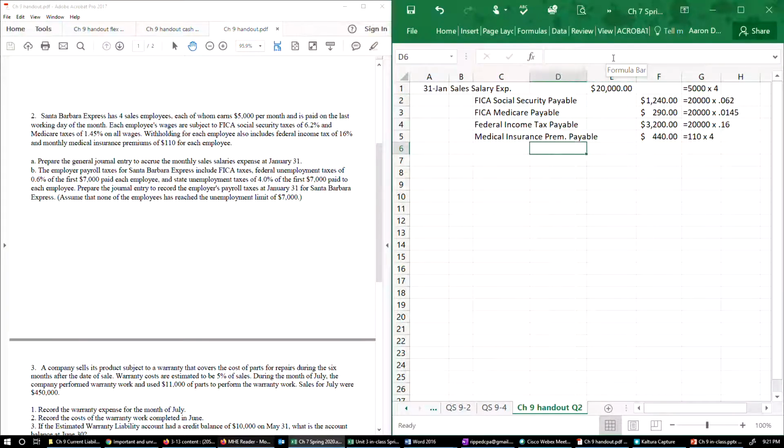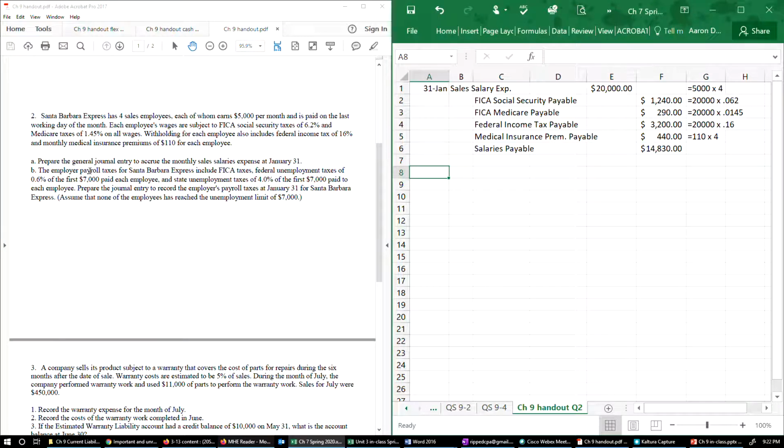All right. And so our plug here, what makes the entry balance, is net pay. This would be the amount that the sales employees actually receive in their paychecks, right? And we can just plug the number that makes the entry balance. All right, so 14,380. And that's the entry to accrue sales salaries at the end of January. All right, but keep in mind that's only half the entry because the employer also pays taxes, right? And that's what we're going to do in Part B.